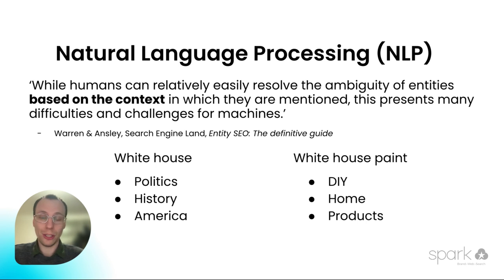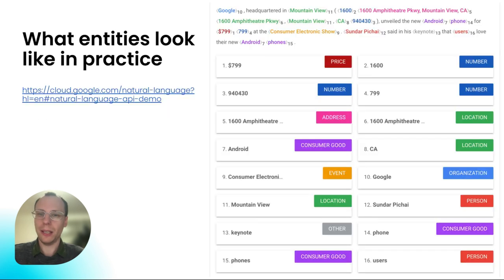To give a demonstration, if you searched White House, you probably want to know about American politics. If you searched White House paint, you probably want to know about DIY products. But even then, it's not 100% certain. Maybe you did mean the paint used on the White House in Washington, D.C. That uncertainty makes it difficult for machines to interpret our meaning, and it's why pure keyword search and analysis starts to fall behind. Taken all together, this is how entities can look in practice.